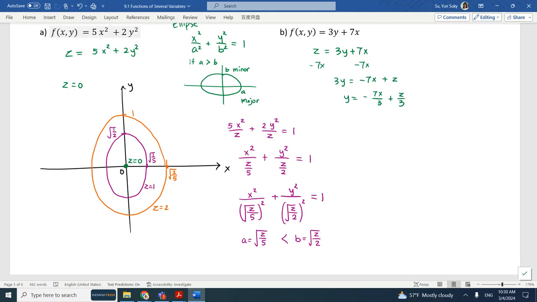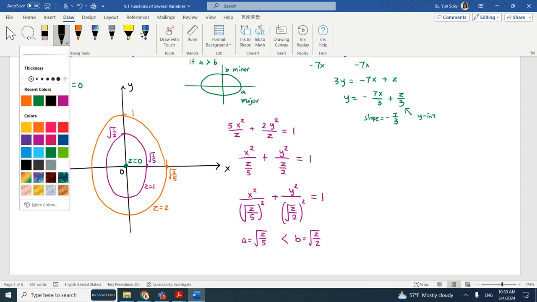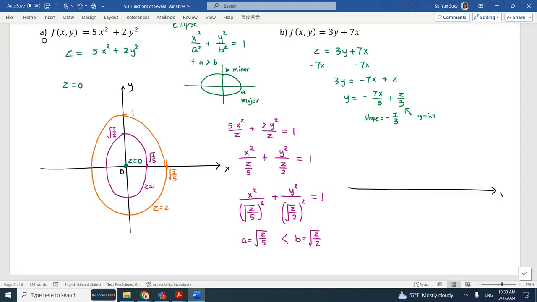Great, this is the slope-intercept form. Your slope is negative 7 over 3, and then z over 3 is the y-intercept. We know they're lines, right? Okay, we're going to draw them on the xy plane.